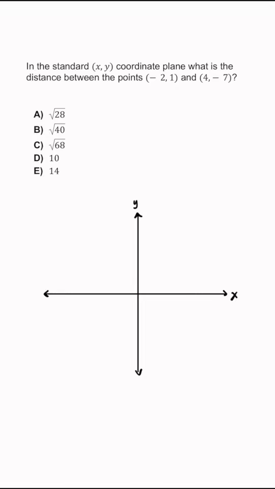So our first point is -2, +1, so I'm going to estimate that to be right about here in quadrant 2. And our other point is 4, -7, so I'm going to estimate that in quadrant 4 to be right about here. Our goal is to find d, or the distance between these 2 points.